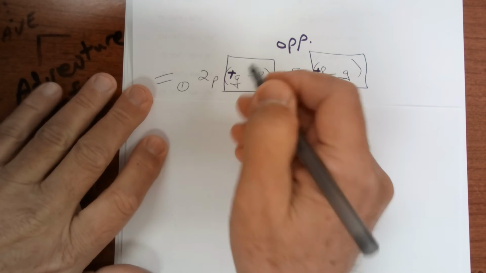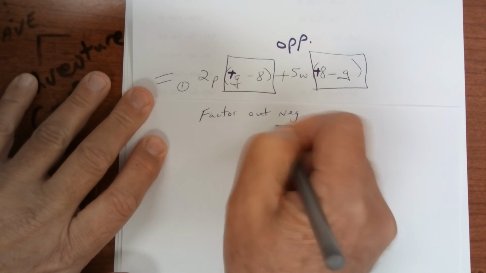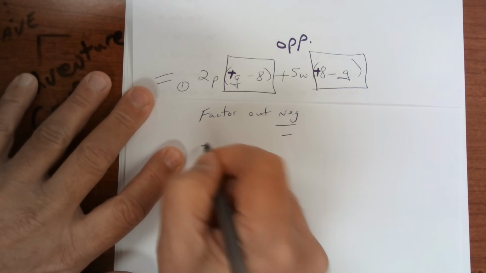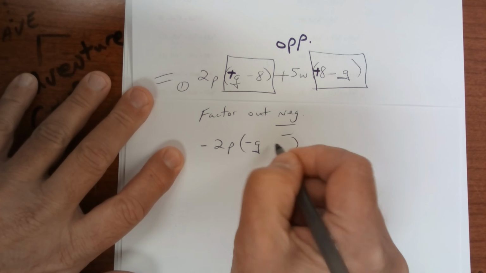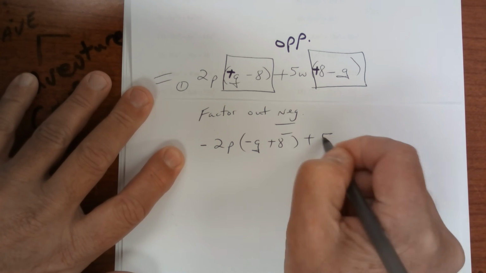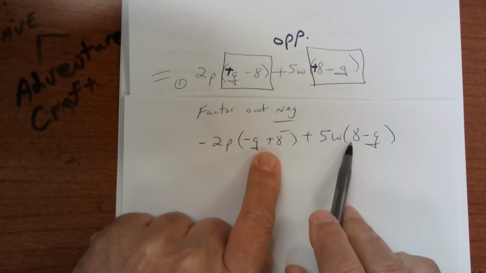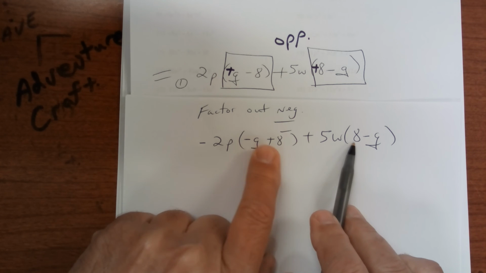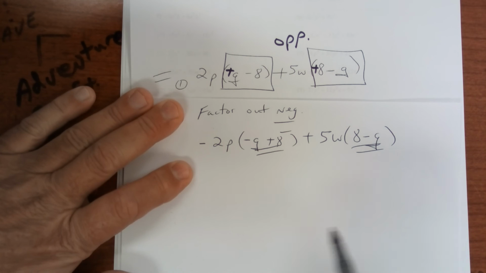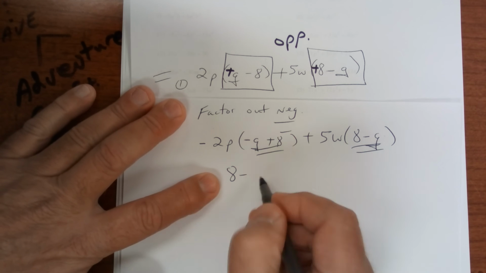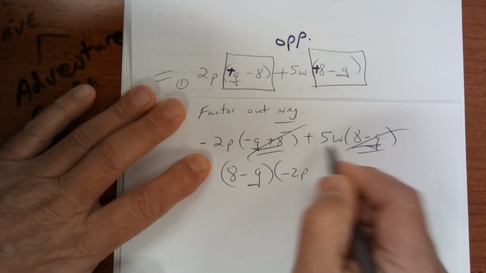So write that down. Factor out a negative. And when you do that, you're going to end up with a negative 2p. And then this is going to change to a negative q and a plus 8. Now this one over here doesn't change. And so this is now the same. You see, it's a positive 8 and it's a negative q. So now this is the same as this. So I'm going to take one of those out and get 8 minus q. And when I take that out, I'm left with negative 2p plus 5w.